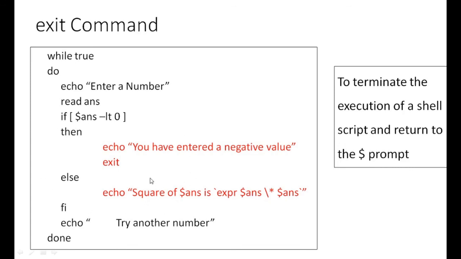So if I execute that, it will ask for a number. If you enter a positive value, it will give you the square of that number and then will prompt you to enter another number. It will keep on executing till you enter a negative number. In that case, it will exit from that.